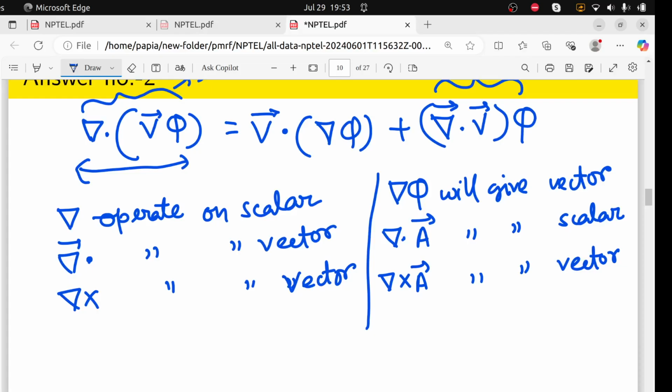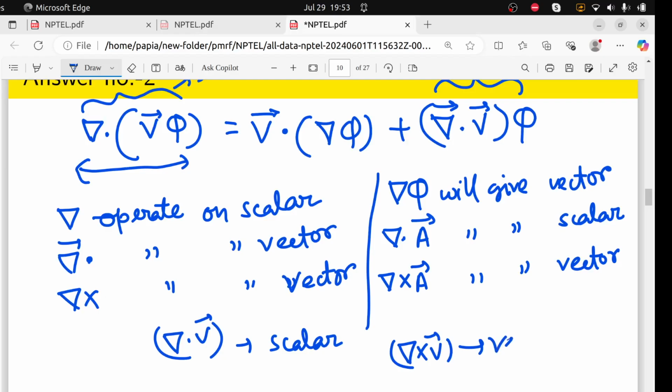Okay. So let me take only divergence of v. Divergence of v will give me what? It will give me a scalar, right? Now, can you hear me? Yes, ma'am. Or, as it is a vector, I can also do curl of v. But curl of v will give me a vector. Okay. Now I am left with phi. I have to do something with phi as well.